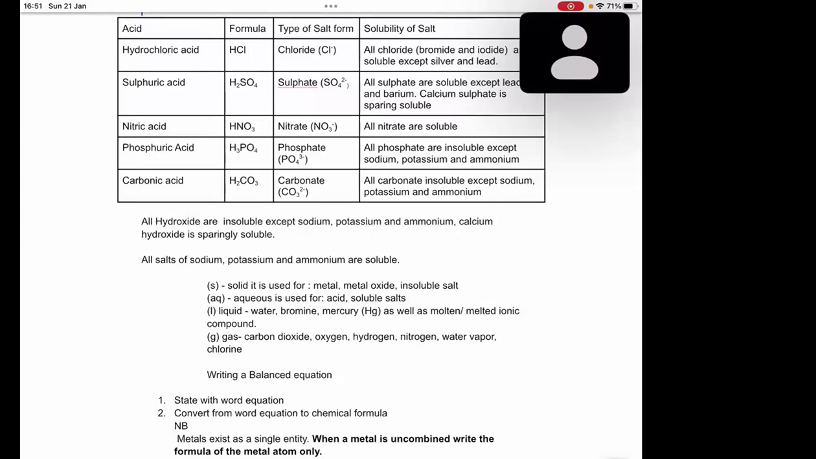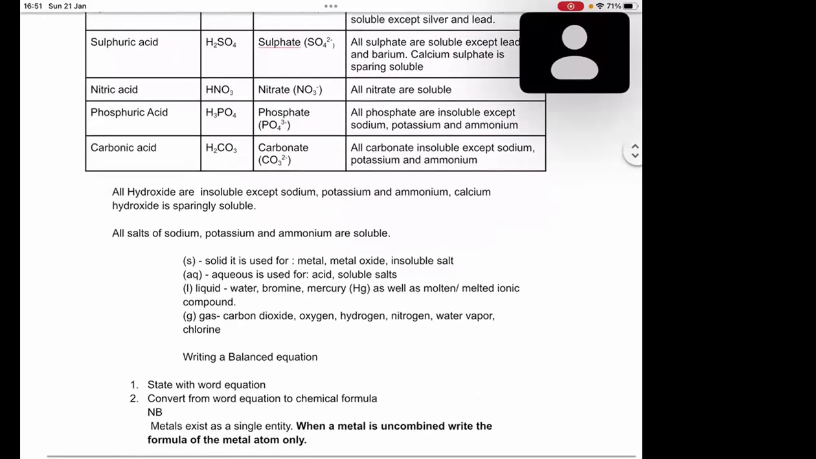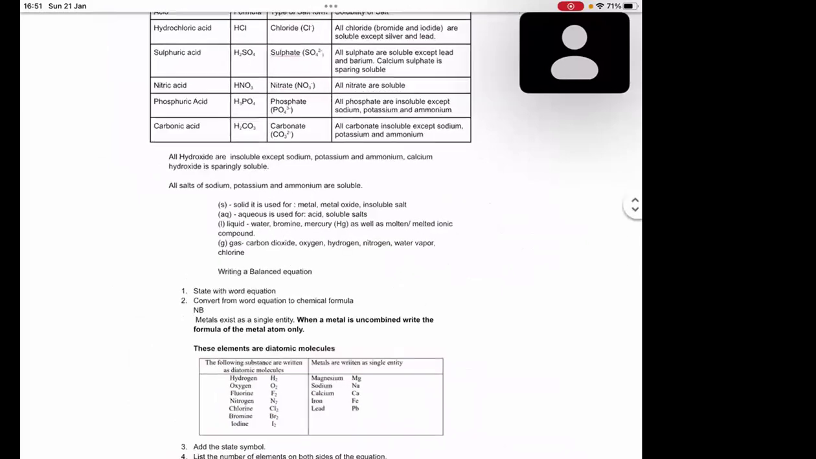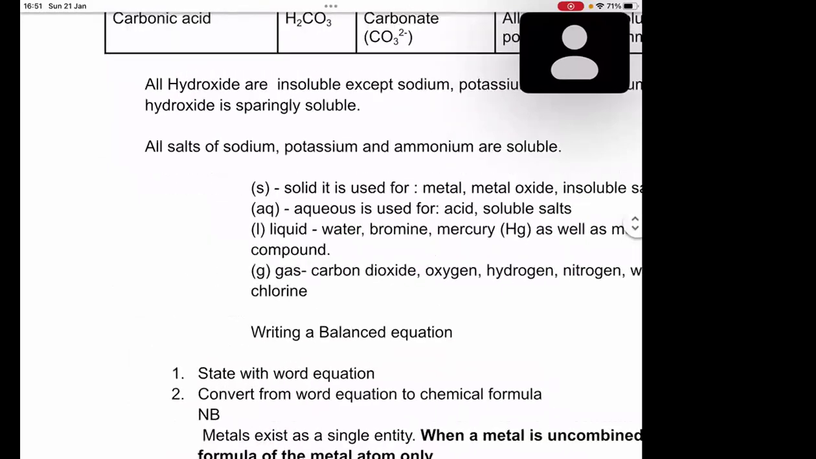Lastly, gas. We use gas for carbon dioxide, oxygen, hydrogen, nitrogen dioxide, water vapor is a gas, chlorine is also a gas. So that's when we use state symbols. Every time I write a formula, I will readdress this and we are going to use the state symbols.